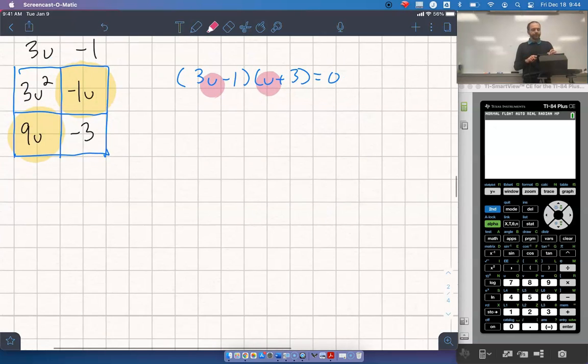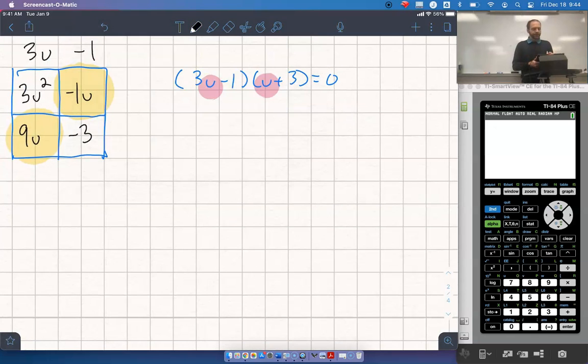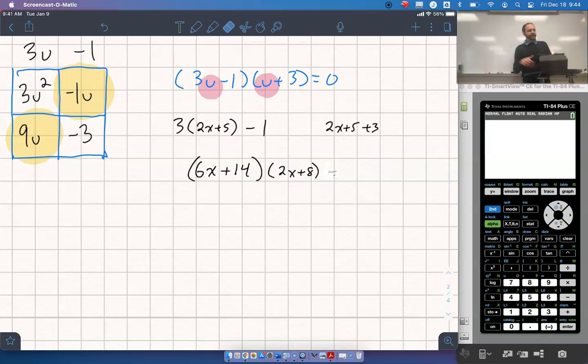So when I go through, I have 3 times 2x plus 5 minus 1, which is 3u minus 1. Again, let's try and shorten some of our work. I'm going to distribute the 3, and that's going to be a 6x, and it's going to give me a 15, but then I'm going to subtract 1. And there we are. When I go over to the other one, I'm going to have a u, which is just 2x plus 5, plus 3. And that is 2x plus 8, and that equals 0.